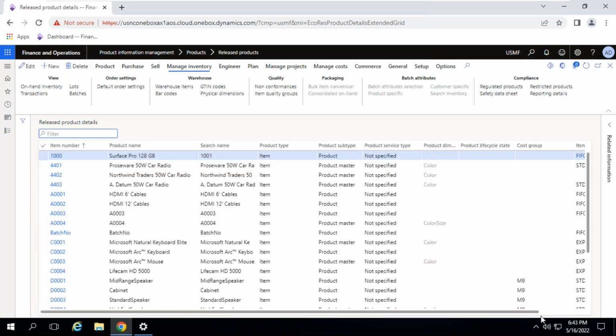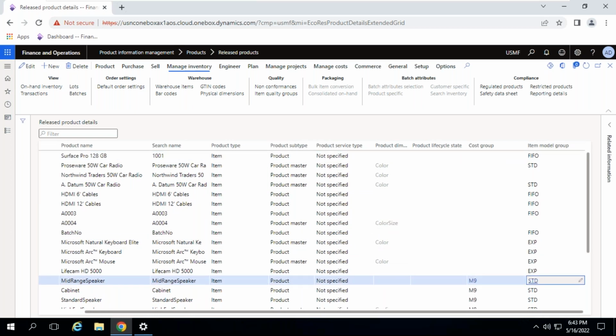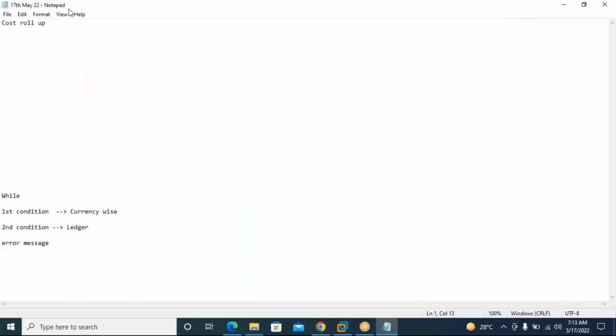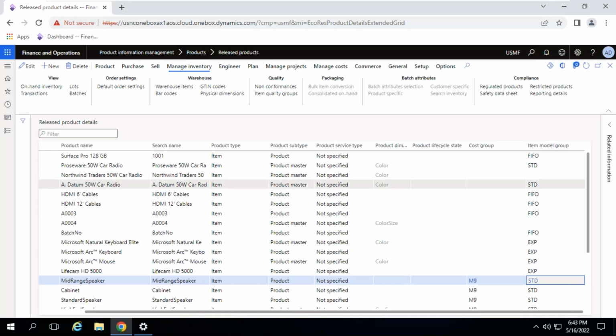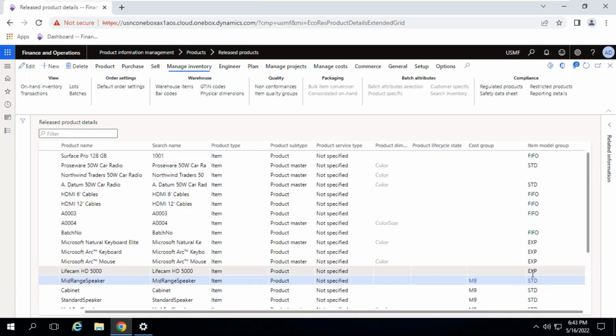So if you look at this one, item model group, if it is FIFO, LIFO, or any other one other than standard, you will not get errors. This cost roll-up error will be applicable only for standard cost. If the item is linked with standard cost method, then you will get error messages.